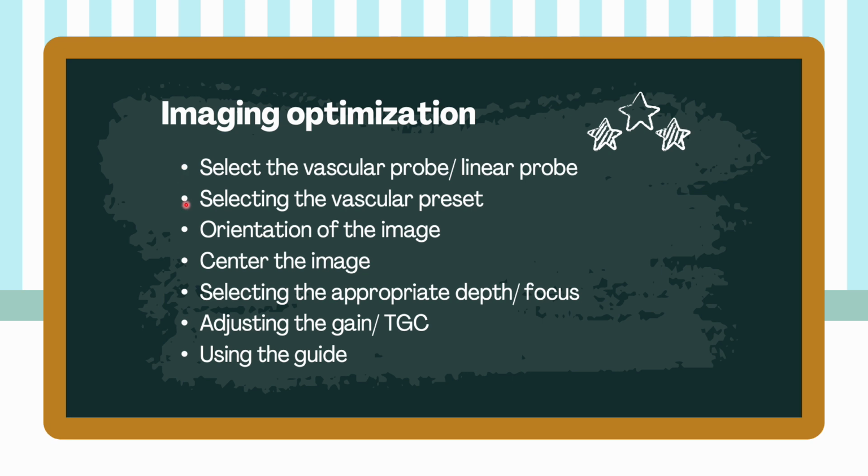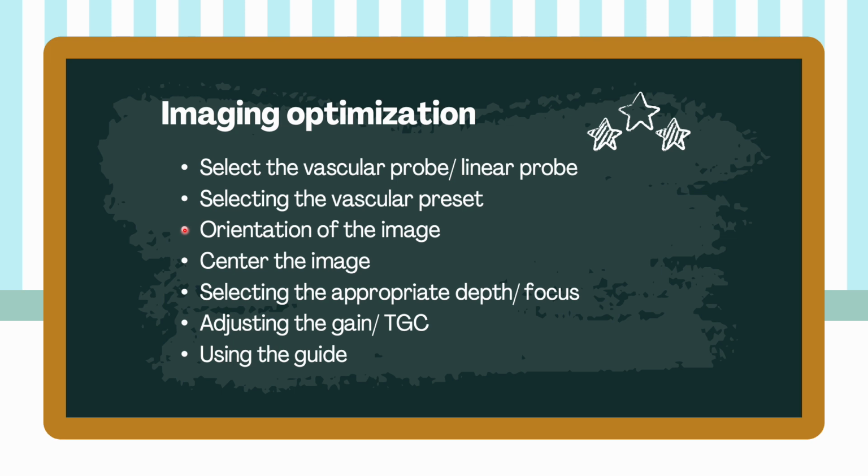The next step is selecting the vascular preset if this is an option in your ultrasound machine. This preset optimizes imaging for vascular examinations. After that, you want to ensure that your image is oriented. This can be done by lining up the marker on the transducer to correspond with the marker on the screen.